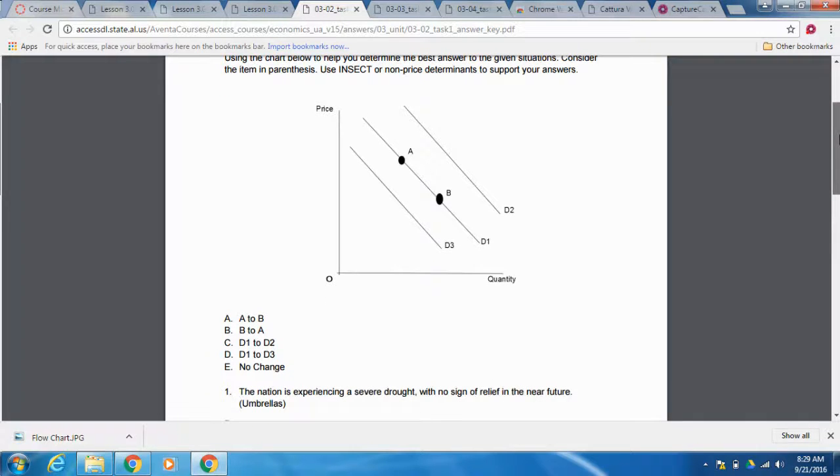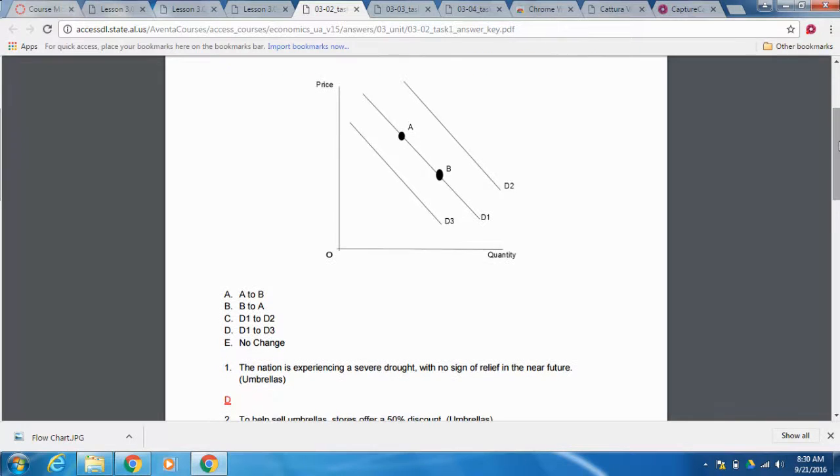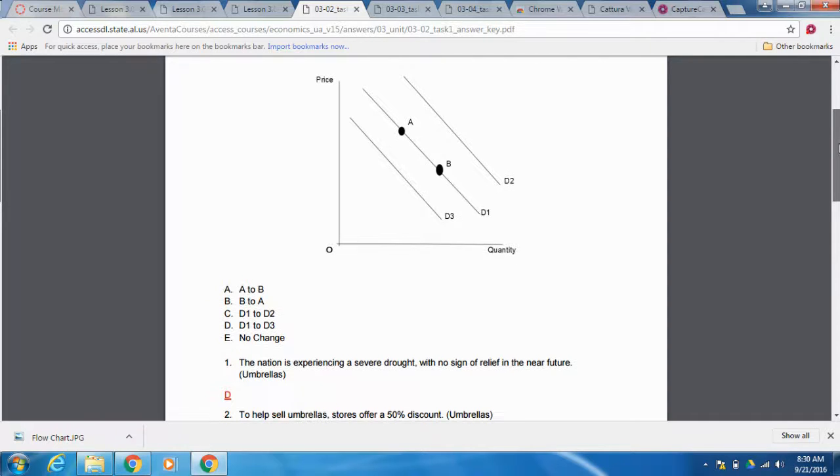All right, the nation is experiencing a severe drought with no sign of relief in the future. So what is going to happen to umbrellas? I'll give you some time to think about that. It's going to be D. There's going to be a decrease. Okay? If it's a drought and there's no rain coming, why would you buy an umbrella? The demand for umbrellas is going to decrease.